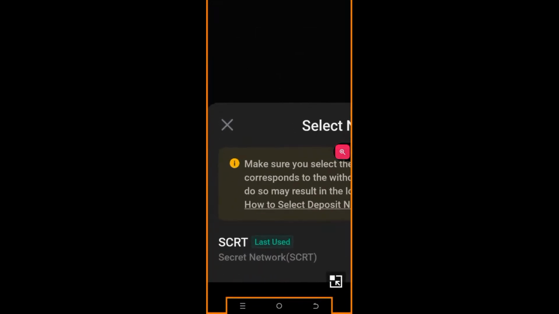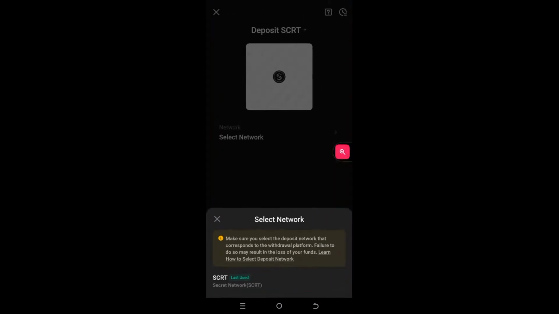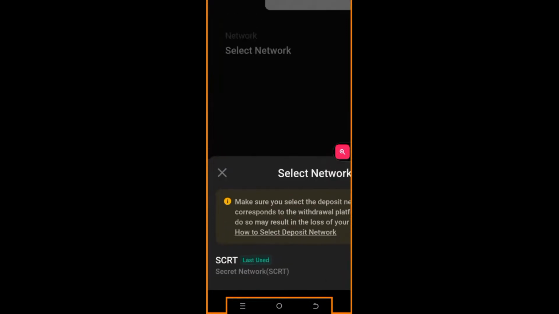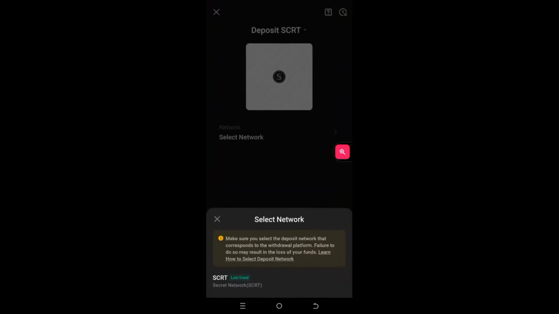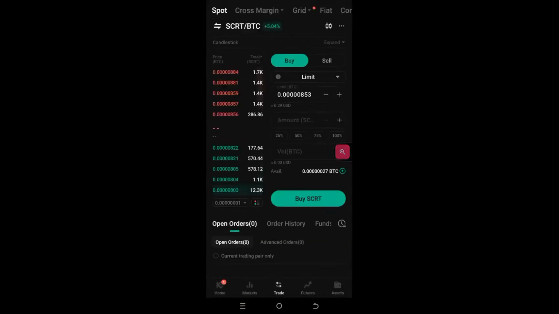Ooh, it's Secret Network. Secret Network. Interesting. That's the network, right? But let's go back to Binance. What did it say? Before we go back, let's see how much profit we were supposed to make. Let's see how much profit we were supposed to make.